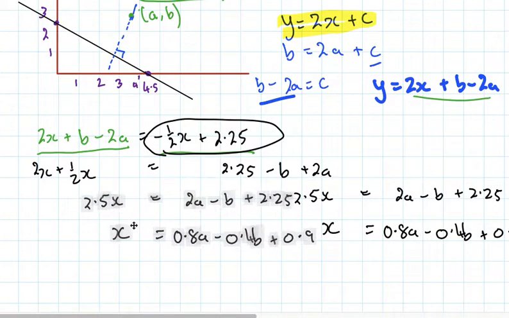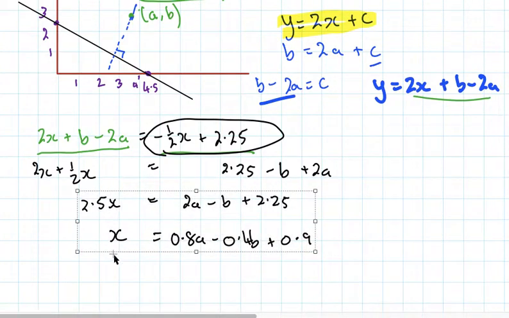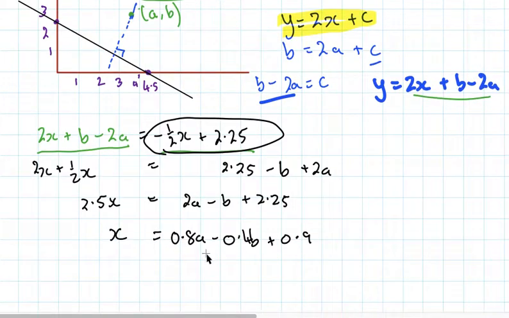Here it is, I'll just drag it over. You get 2.5 equals that. So there's our x value. Now to find our y value, we have to put x into one of these equations. So I'm going to go ahead and do that now.